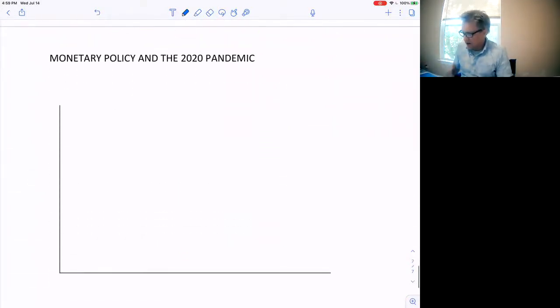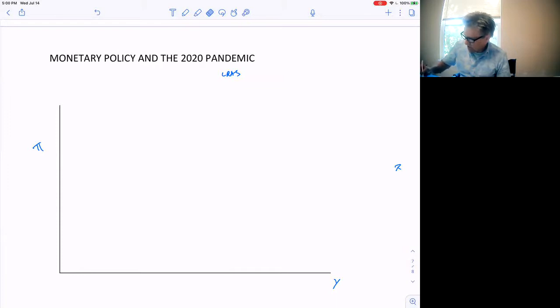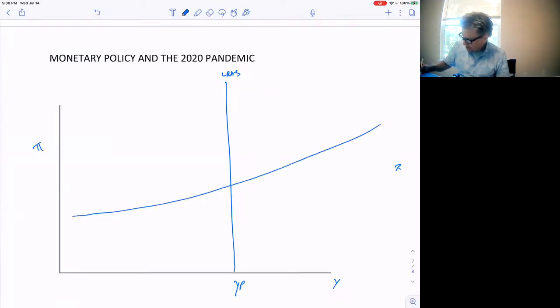Let's take a look at monetary policy during the recession, the 2020 pandemic. Here's inflation. Here's the long run aggregate supply curve, short run aggregate supply curve. I'll draw this with a little bit of a slope to it. Short run aggregate supply curve.